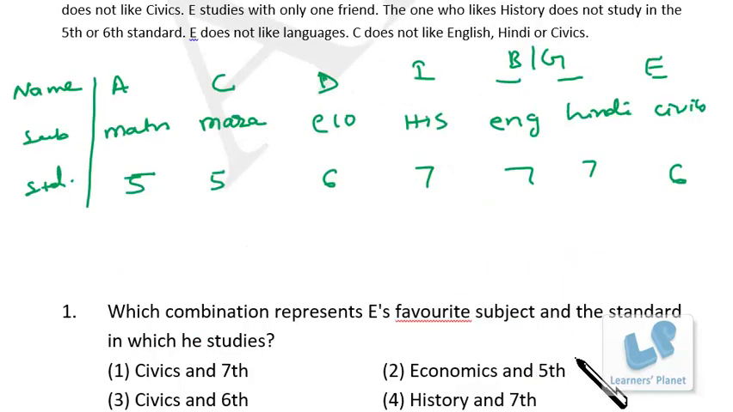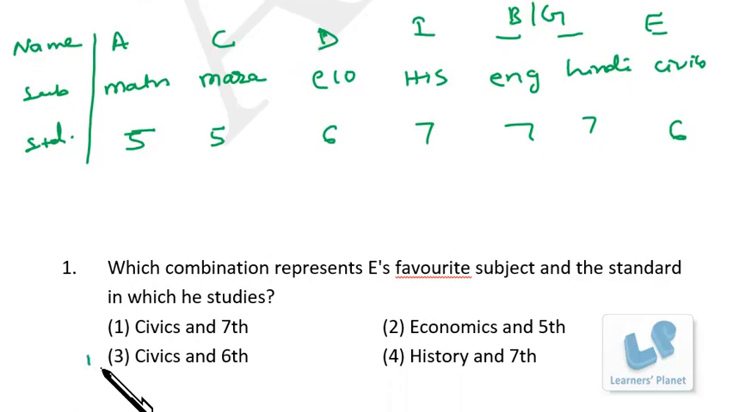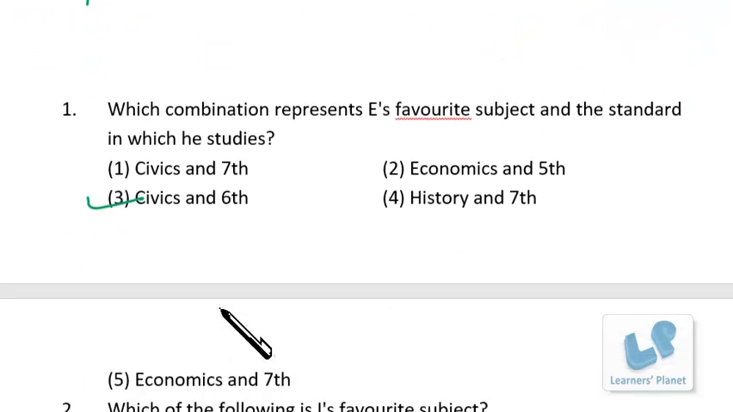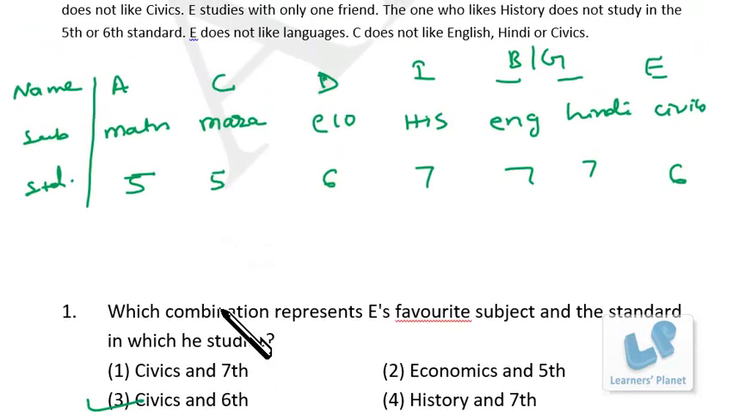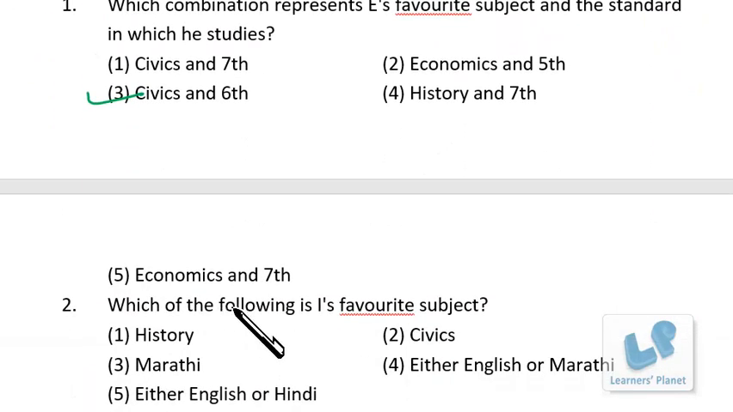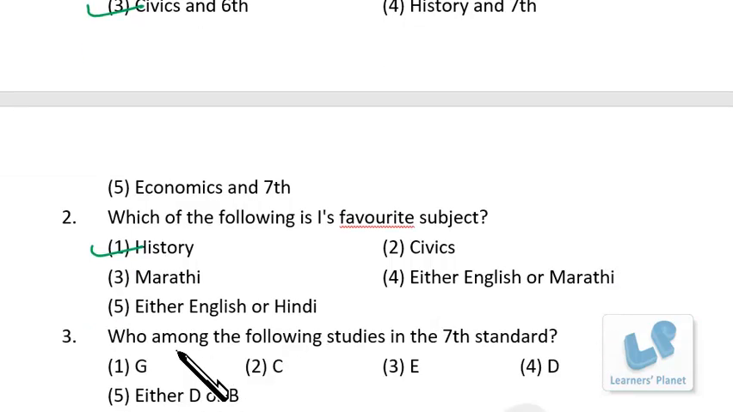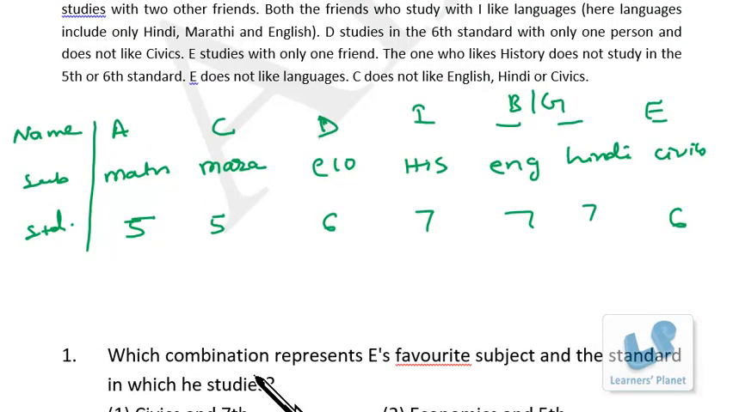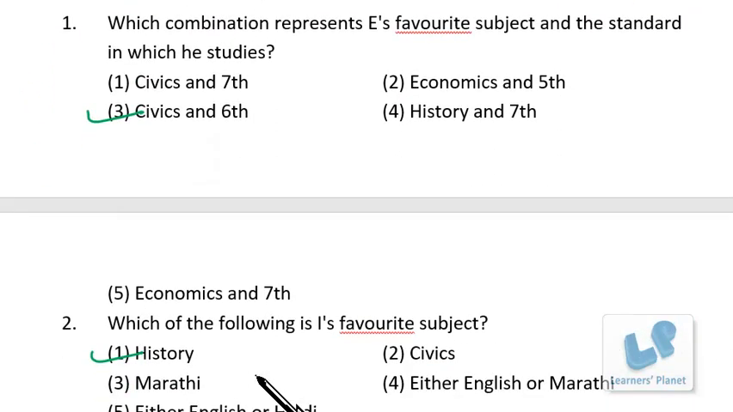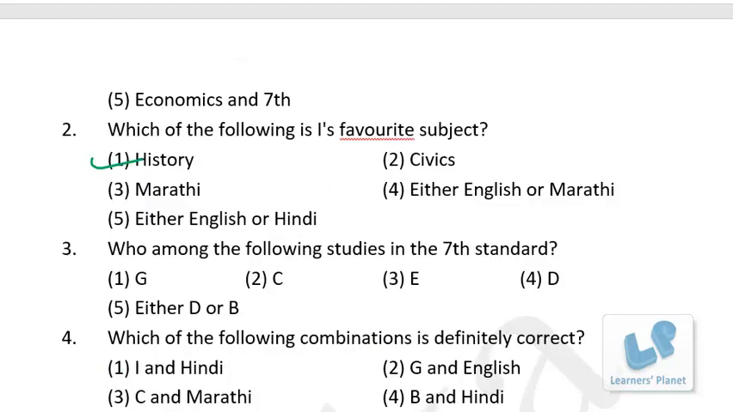So now the questions. Which combination represents each favorite subject and the standard in which he studies? So E, civics, grade 6. Which of the following is I's favorite subject? I's favorite subject is history. Who among the following studies in the 7th standard? 7th standard, B and G. So it's G.